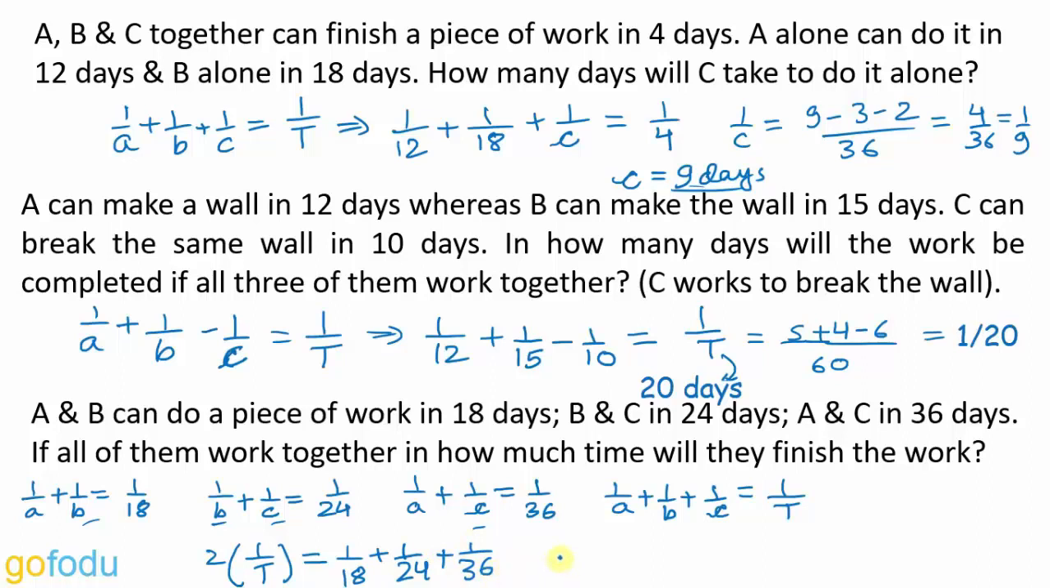The LCM will be 72 and this will be 4 plus 3 plus 2 upon 72, sorry, 9 upon 72 is 1 upon 8. This 2 will go to the right hand side in the denominator and T will come out to be 16 days. This is how we solve questions using the unitary method.